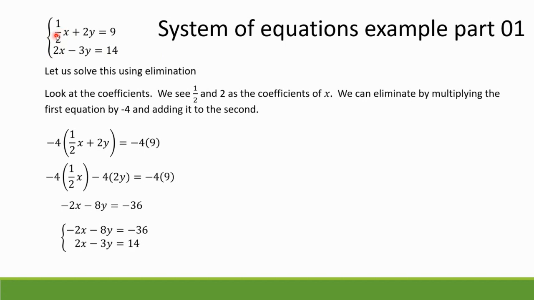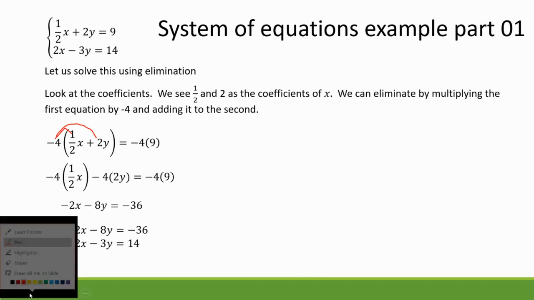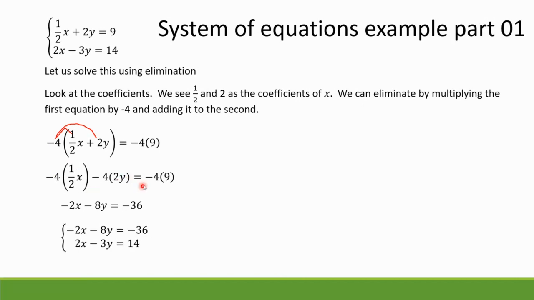Well, how can we get -2 here? Let's multiply by -4. That's what I'm doing here. So we have -4 on both sides, okay? We end up distributing. We get -4 times 1/2 x minus 4 times 2y is -4 times 9. You have to multiply everything by -4. So we end up getting -2x minus 8y equals -36.